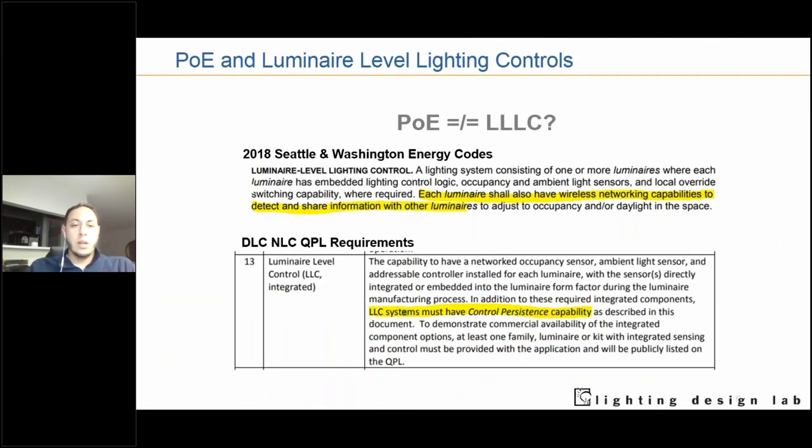But I was mentioning, what is the relationship between power over Ethernet lighting and luminaire level lighting controls? Are they LLLC? Well, in the strictest definition, it may not be. Looking at the 2018 Seattle as well as the Washington State Energy Codes, at the very beginning when they define different components, for LLC devices the definition reads that each luminaire shall have wireless networking capabilities.